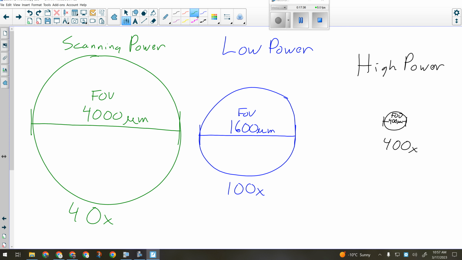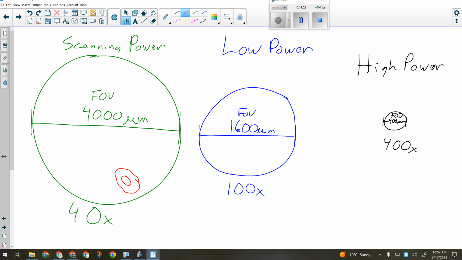Once I find what I'm looking for on the scanning power lens, I want to move it to the middle of my field of view. So in other words, if what I was looking for was right there, before I move on to the next magnification, I want to move it to the middle. Because if I don't, what's going to happen?